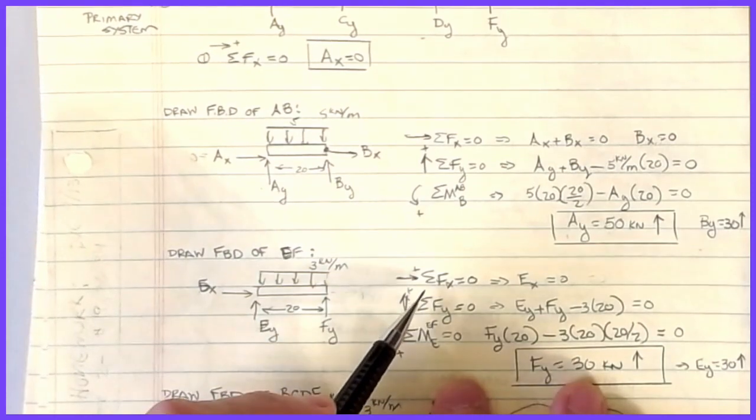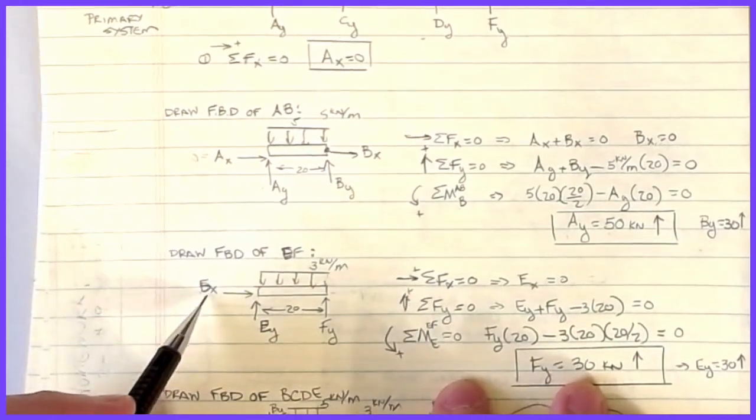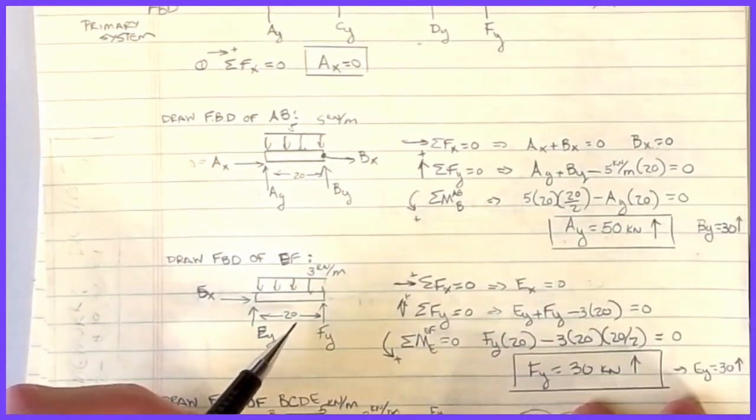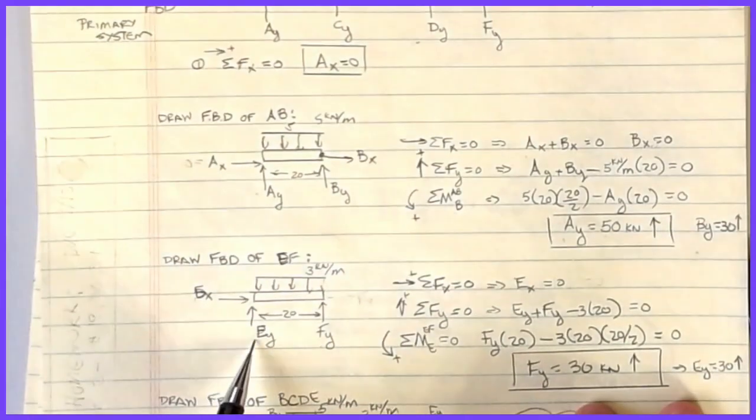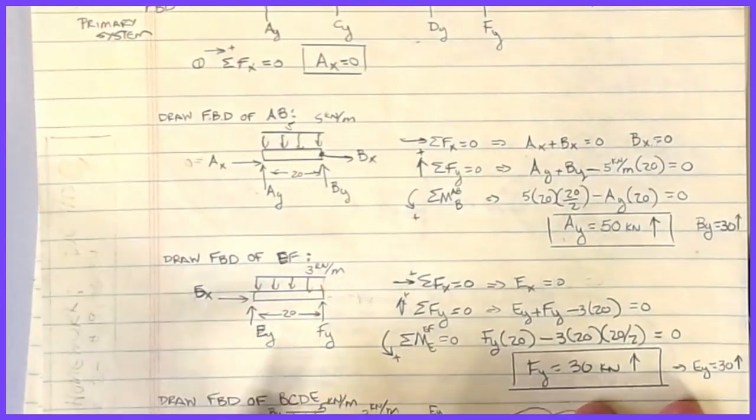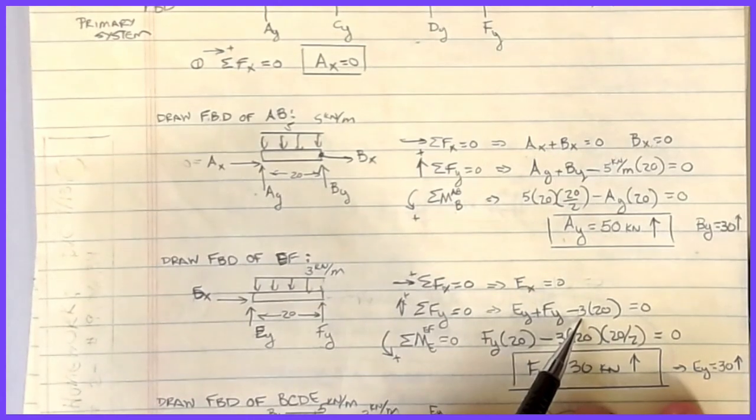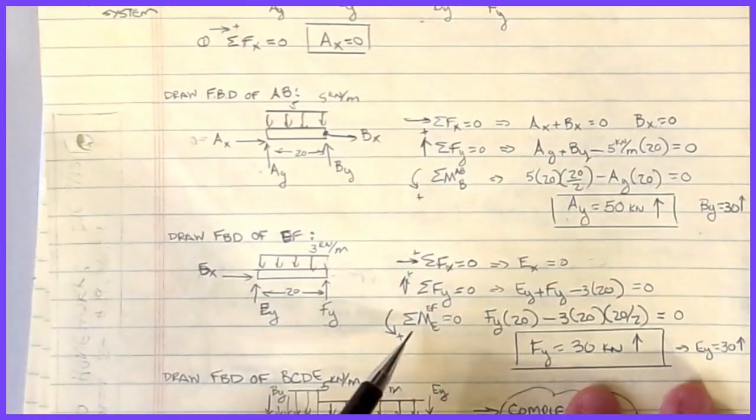Okay, and so then sum of the forces in the X equals 0 tells me EX is 0 because there's nothing on it, so that makes sense. Sum of forces in the Y is EY plus FY minus 3 times 20, which gets me that equal to 0. Again, I can't solve it. I have 2 unknowns, so I'm forced to go back to the moment equation.